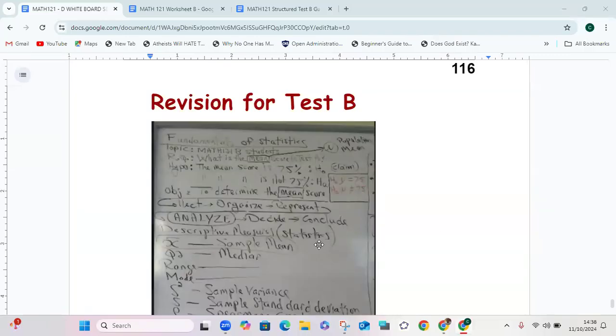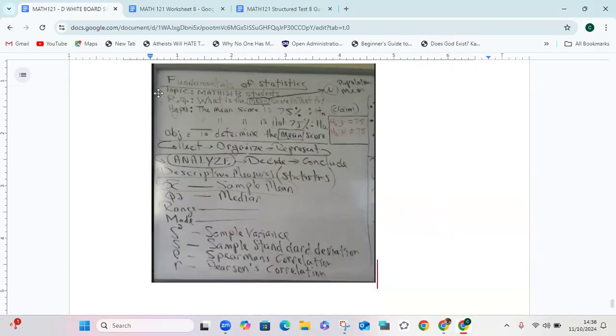So here we are going to revise for test B. And to do so, we're going to start with the course that we are studying called Fundamentals of Statistics. And for any course that you are studying, you first need to have a topic. For example, Math 121B students. So the research question is, what is the mean score in test A? And mean here means the population mean, and the symbol is mu.